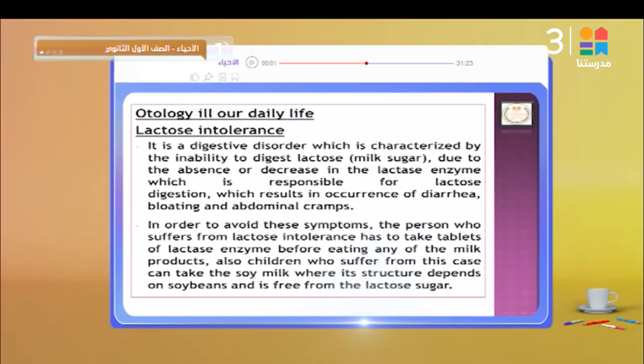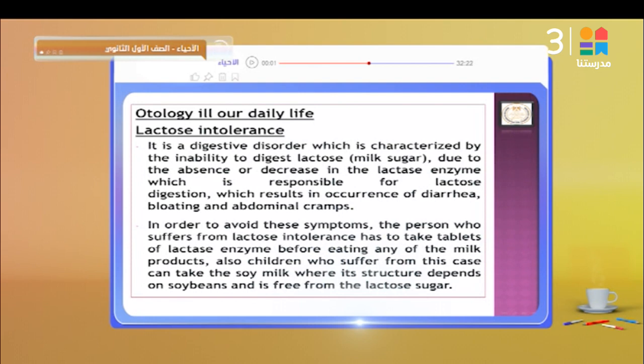For example, first we can take lactose intolerance. It's a digestive disorder characterized by the inability to digest lactose, the milk sugar. Lactose is found in milk. It is due to the absence or decrease of the lactase enzyme, which is responsible for lactose digestion. Lactose is found in milk, and it is glucose plus galactose: 2 monosaccharides, and lactose is a disaccharide.